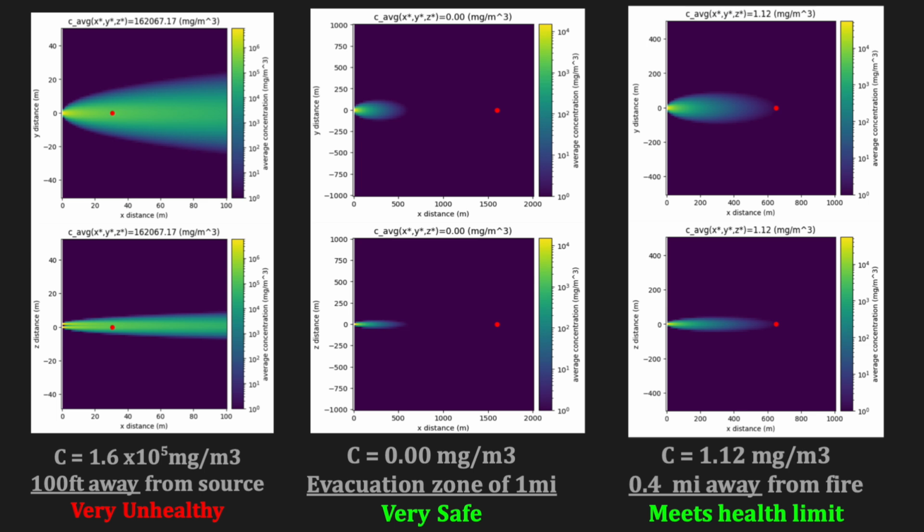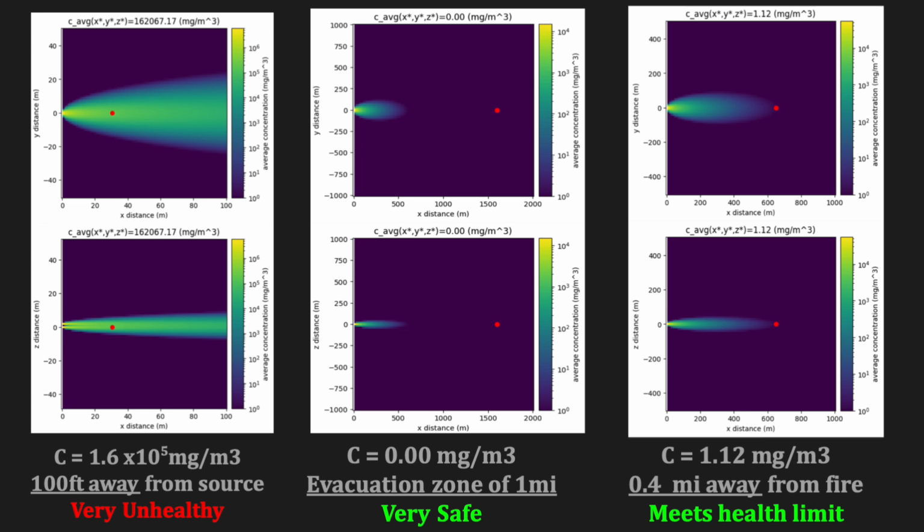The graph on the left shows the concentration 100 feet away from the source, which is 1.6 times 10 to the 5th milligrams per meter cubed, which is way over the 1.3 milligrams per meter cubed limit, making it very, very unhealthy to be around. The center graph shows the concentration at the evacuation zone of 1 mile, which was 0 milligrams per meter cubed, making it very safe for people at that limit.